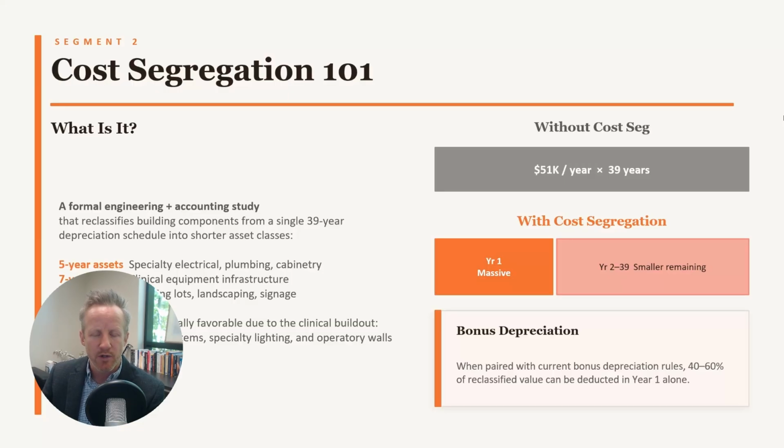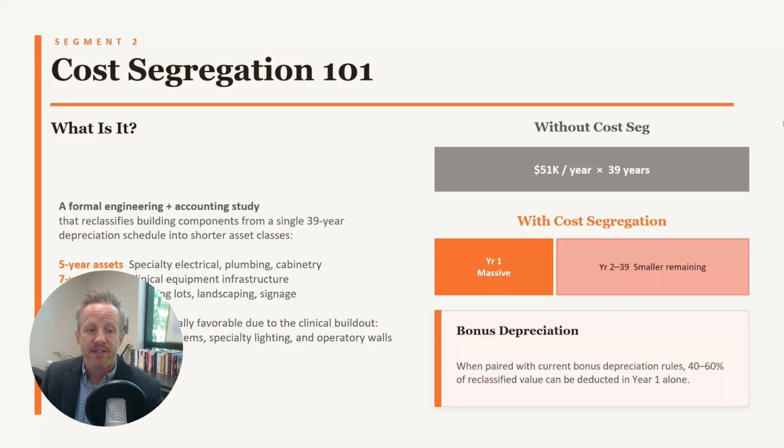Now, to give you more clarity on what is in each of those buckets, in the 5-year category, what I call 5-year assets, you have things like specialty electrical, you have plumbing, you have cabinetry. If you buy your chairs or your cone beam, those are also 5-year assets, meaning that you depreciate them and get the tax benefit over a 5-year period. Now, you may be complaining and saying, that's too long. I want it now. Well, 5 years is actually the shortest category there is.